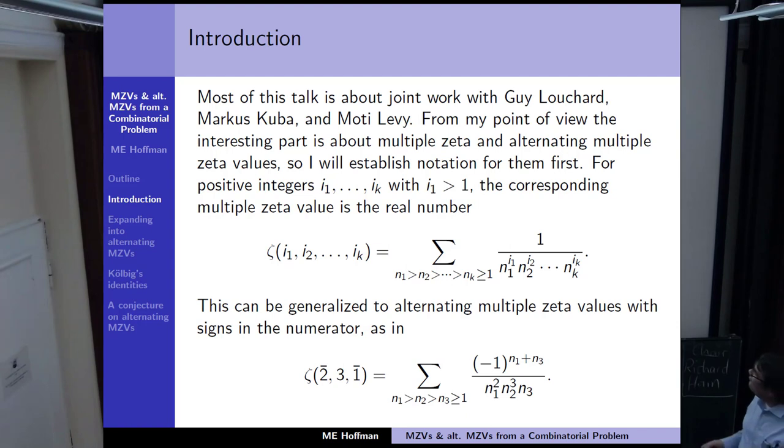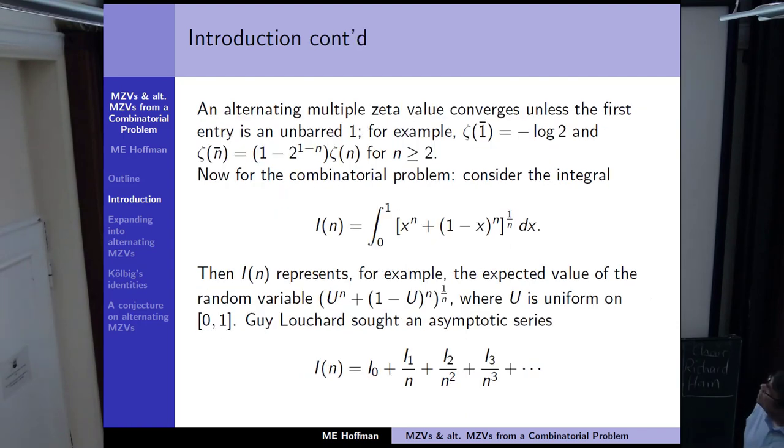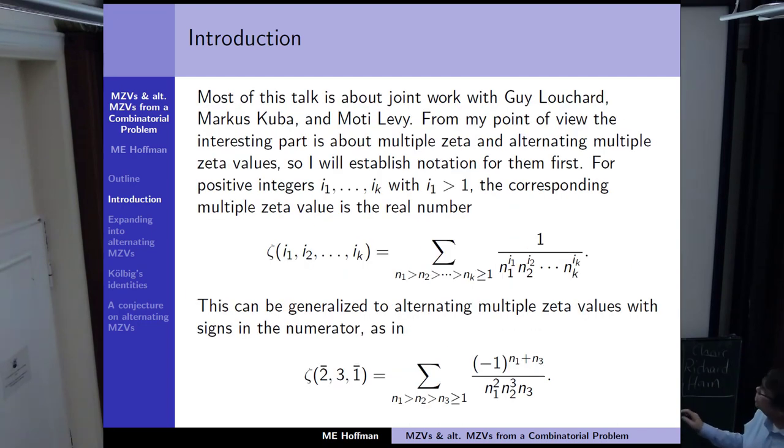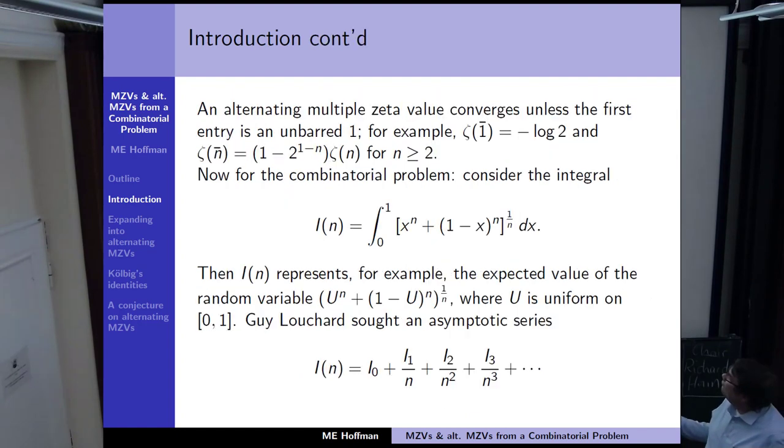Okay, but anyway. All right, so in the regular ones, for convergence, you have to have that first entry bigger than one. The alternating ones will converge unless the first entry is an unbarred one. So in fact, zeta 1 bar converges to minus logarithm 2. And if you put a number bigger than 2, you get something that's just a multiple of the zeta n. And all right, so that's just notation.